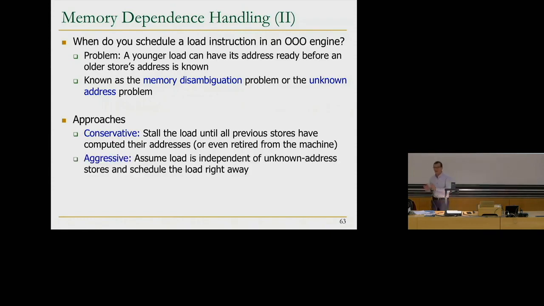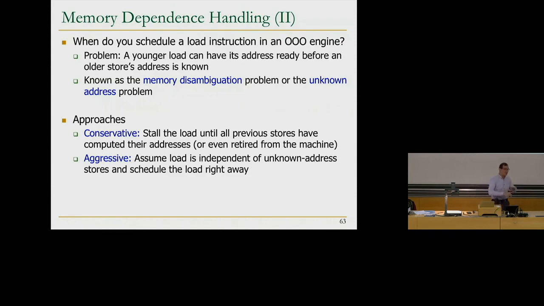The aggressive approach takes exactly the opposite. It basically says, I'm a load, I know my address, I'm going to assume that I'm independent of any previous stores. I'm going to schedule this load right away. That's aggressive. Basically, the prediction is that hopefully this load is not going to depend on any of the stores. Of course, if you do this, you need to check later on: did I actually predict this correctly? This is an example of predicting something in a machine. This also doesn't work extremely well, although it's usually better than the conservative approach. But it adds additional machinery to check. If you're wrong, you should re-execute this load and get the correct value. So if you're wrong, you flush the pipeline, basically.